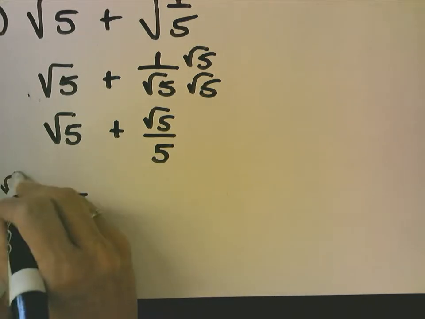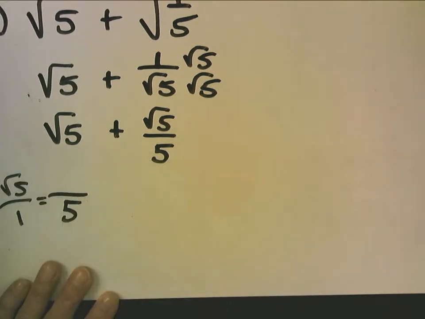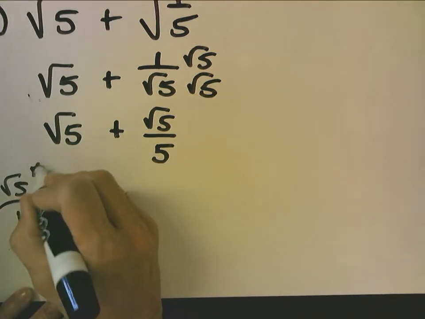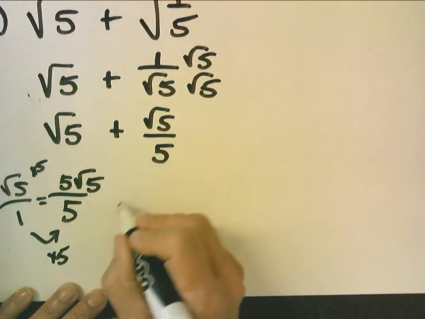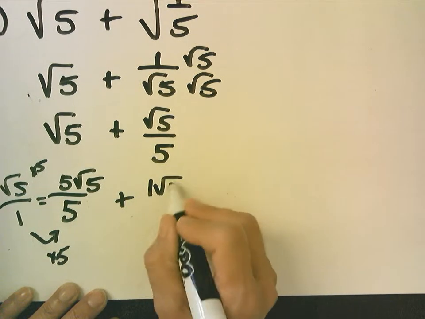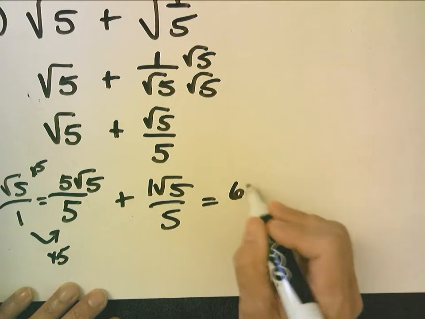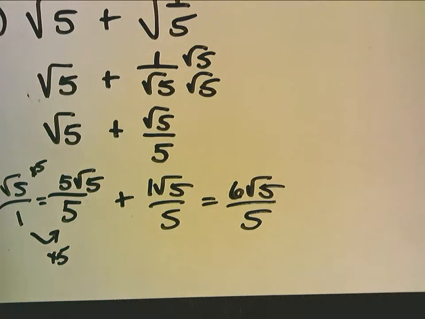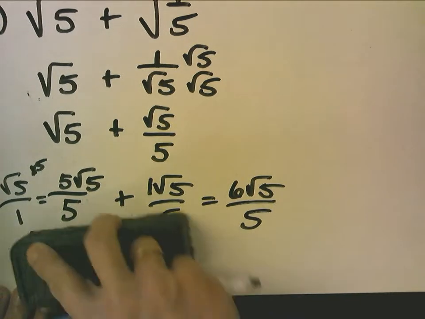So let's change root 5 over 1 into something over 5. So this I multiply by 5, which means I have to multiply this by 5. So 5 root 5 over 5 plus 1 root 5 over 5. I combine them, that's 6 root 5 over 5, which is really the same as 1 1/5 root 5. Okay, so look at that. Try to do it again if you didn't get it the first time. And when you're done, try to do D on your own. Stop the video and I will do D for you right now.